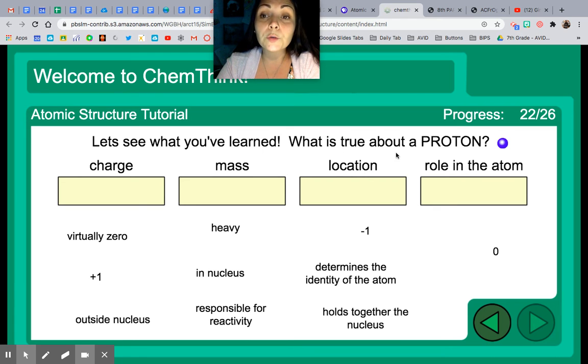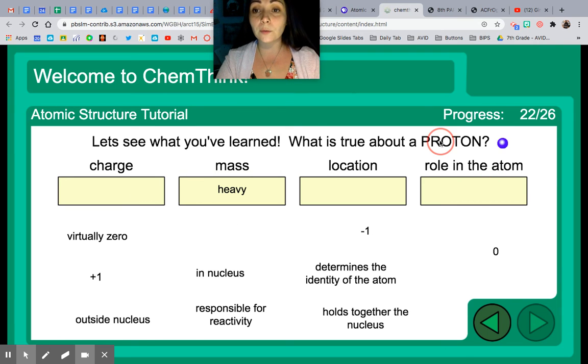So let's see what you've learned, what's true about a proton. Y'all are going to go through and move these to try to figure out if you're right or wrong. What's the charge of a proton? What's the mass of a proton? Where are they located? And what's its role in the atom?